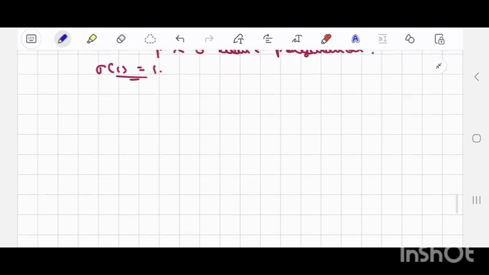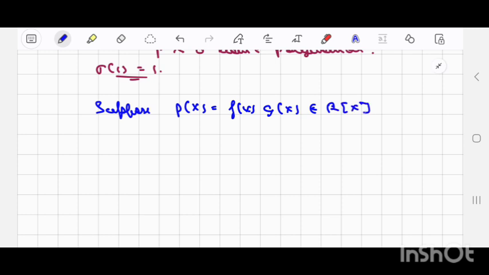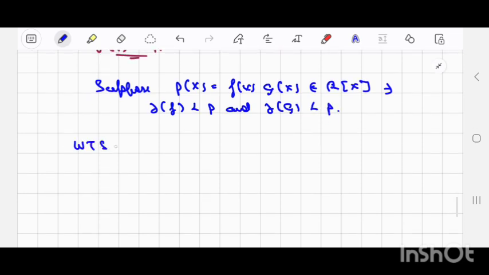Suppose I can write P(x) as f(x) times g(x) in R[x] such that the degree of f is less than the degree of P and the degree of g is also less than the degree of P. We want to show that there exists a contradiction. This is my symbol for contradiction. We want to show this.